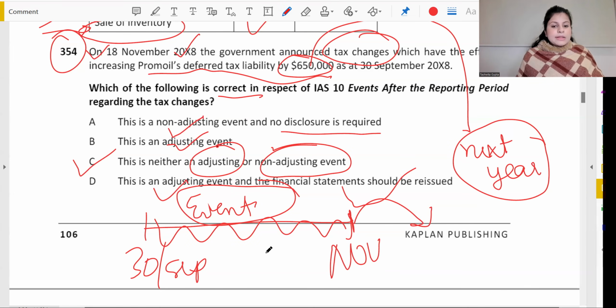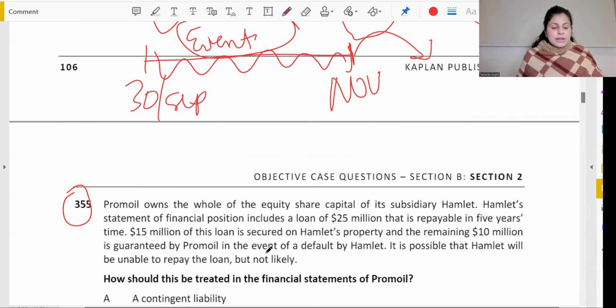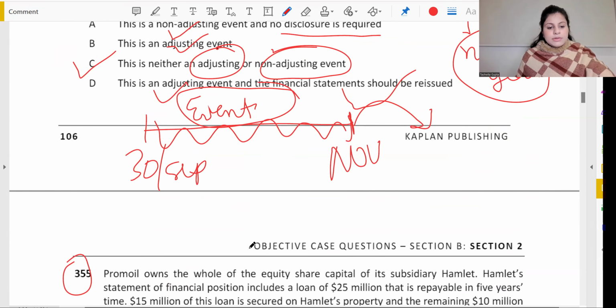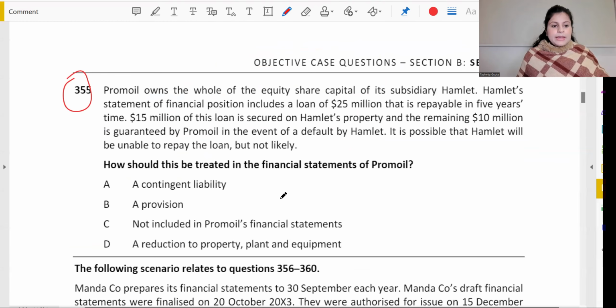Are we all clear on this? Yes or no? Yes. Okay, next. How should this be treated in the financial statements of Promoil? You will tell me this, okay?